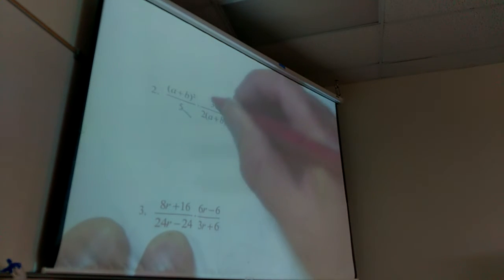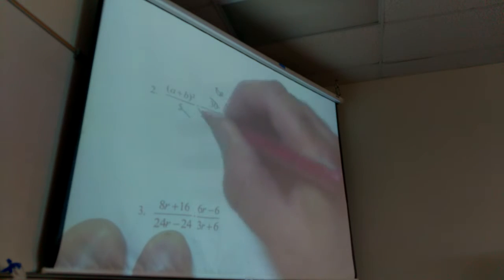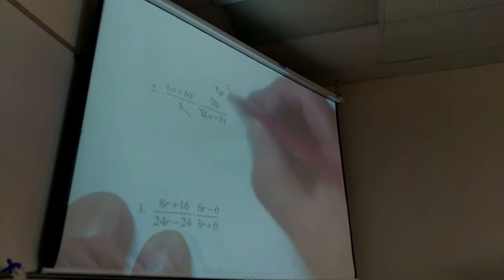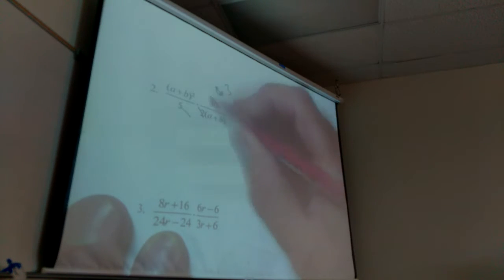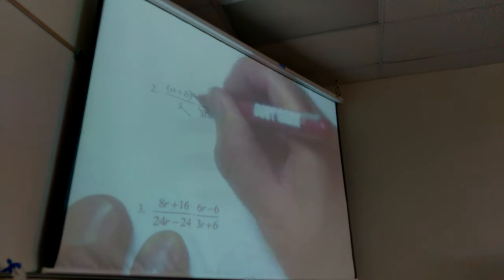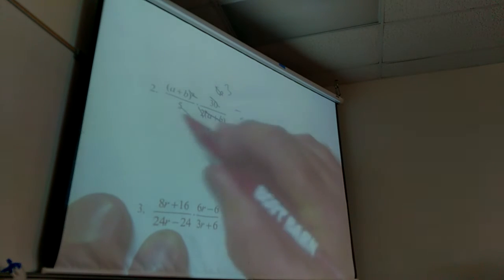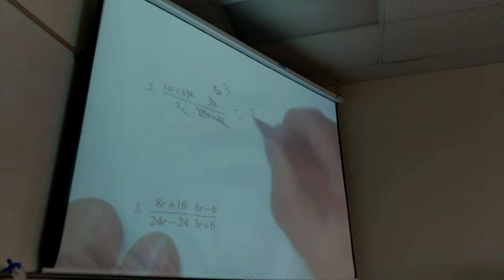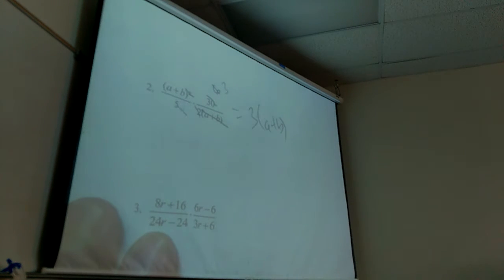Yeah, 5 goes into 30 6 times, and 2 goes down to 3. And what about the a plus b's? What happens there? Cross through what? How many? 1 a plus b, so I get 1. So what's left over at the end? Anything left on the bottom? Nobody's left alive on the bottom. What do I got on the top? 3 times a plus b.